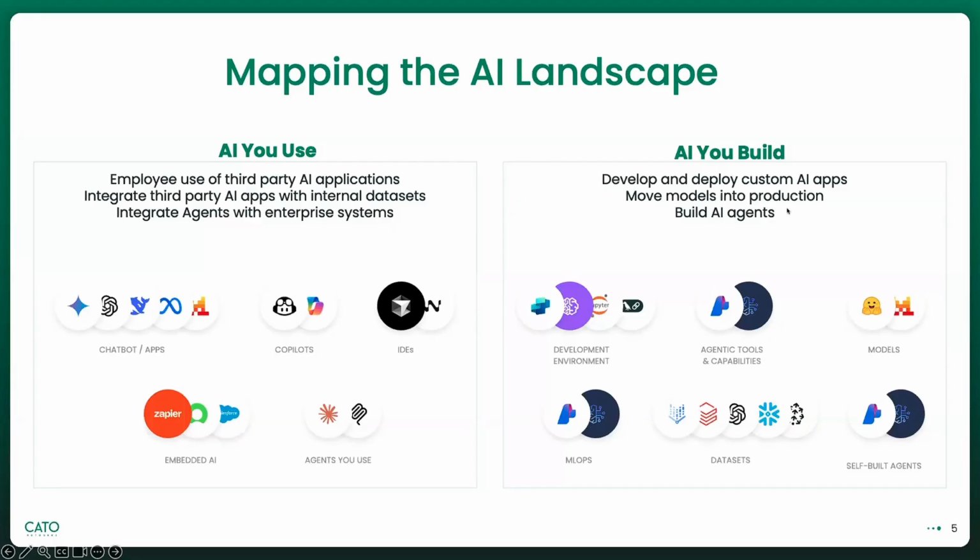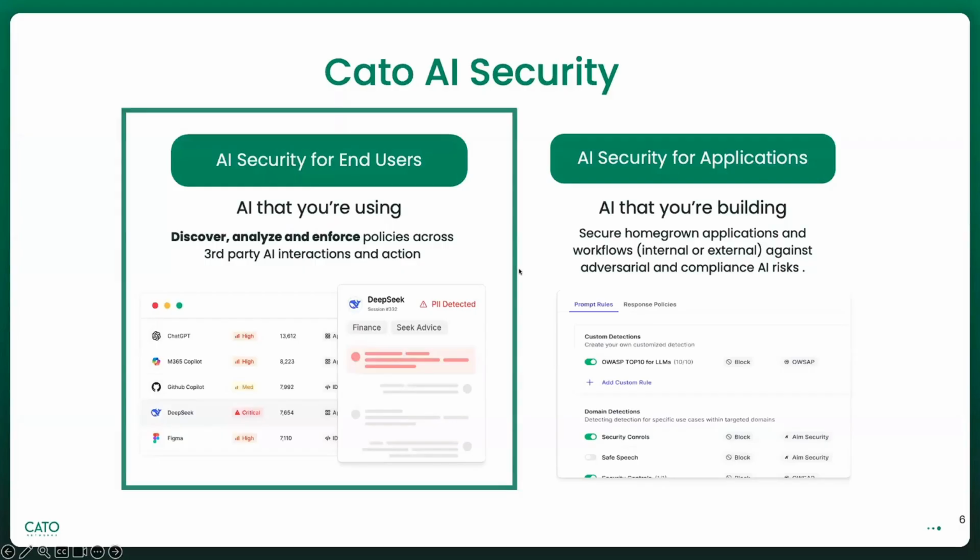The second half would be AI you build. So this is going to be custom apps or custom AI applications, LLM models that our organizations are developing, AI agents that they're building. And this is a bit of a different, very similar, but a bit of a different threat, and we have a bit of different ways to tackle that. And specifically today, we're going to focus on the AI for end users, or AI that you're using. And this is going to be the focal point for today's session. We're going to cover AI security for homegrown apps at a further time.